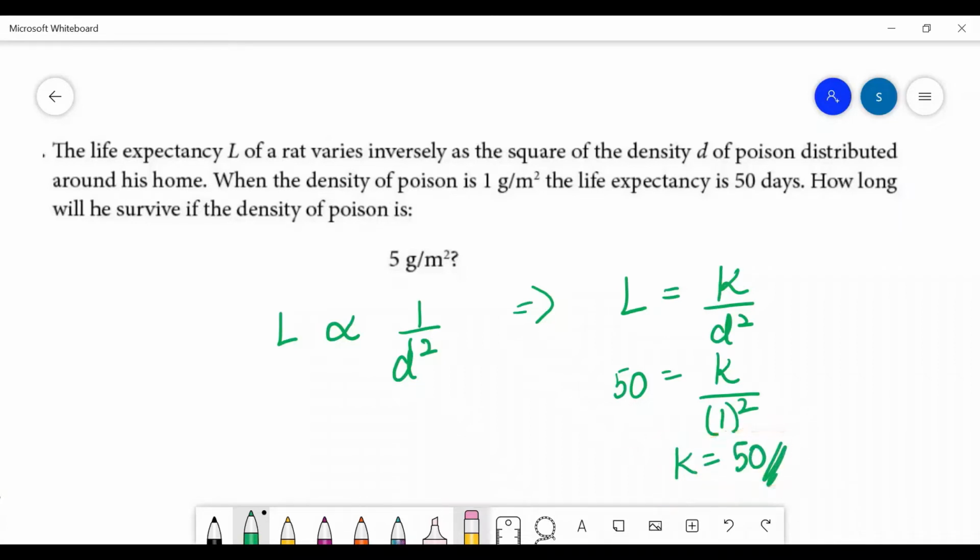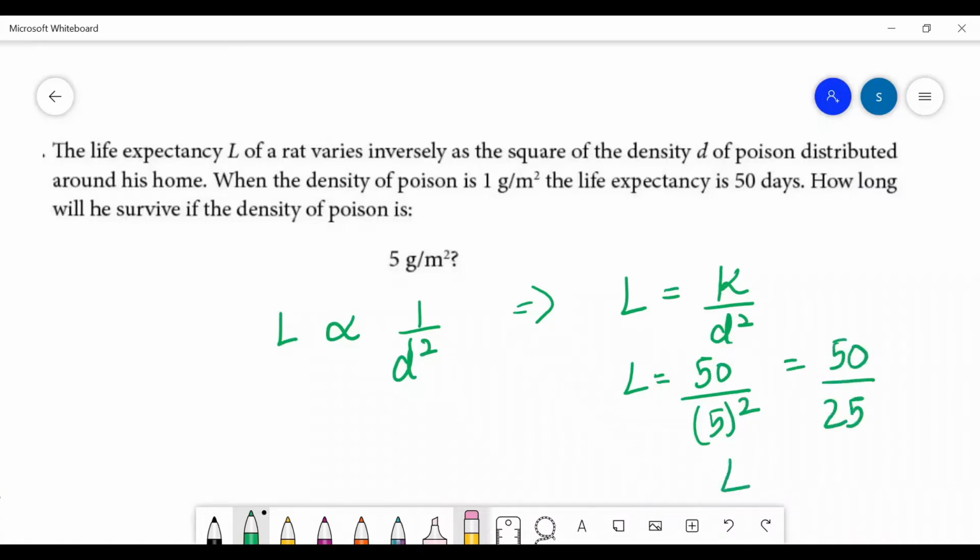Now, how long will it survive if the density of poison is 5 gram per meter square? So now all you have to do is just put in the values. L equal to k, which is 50, divided by D, which is given to be 5, whole square, which is 50 by 25. So L equal to 2 days.